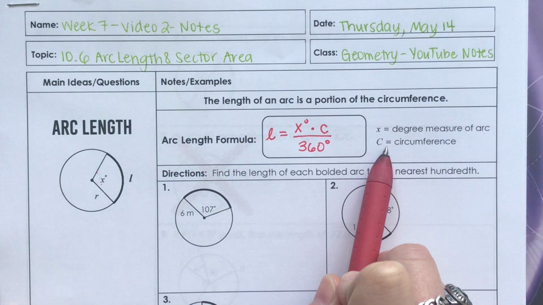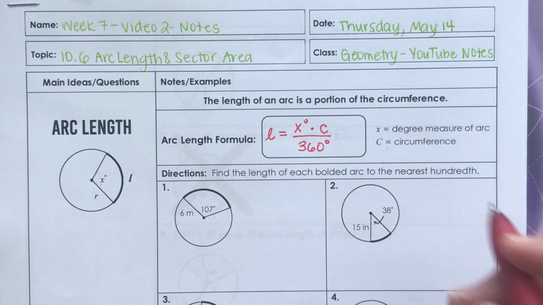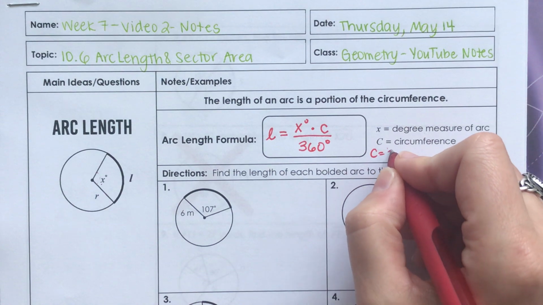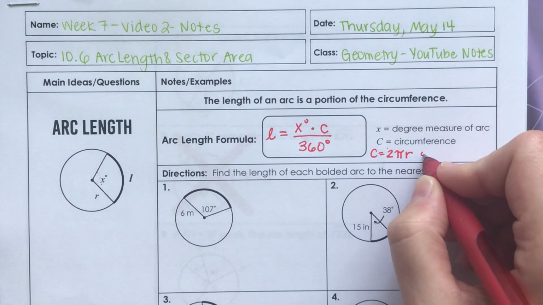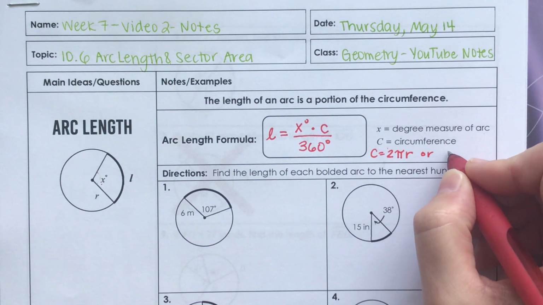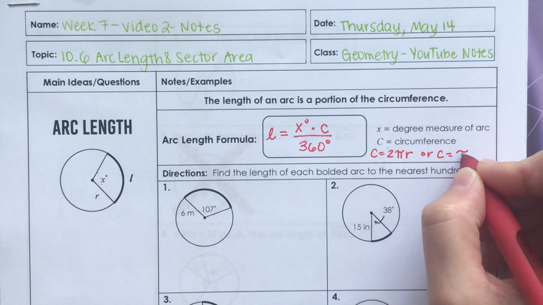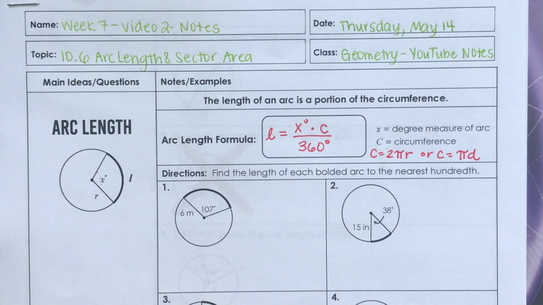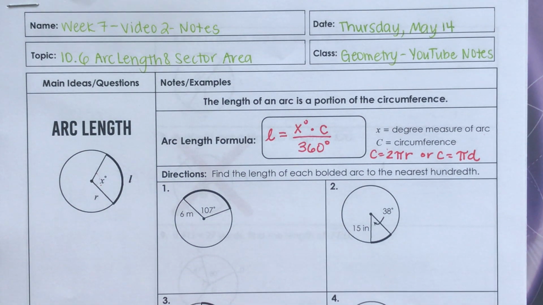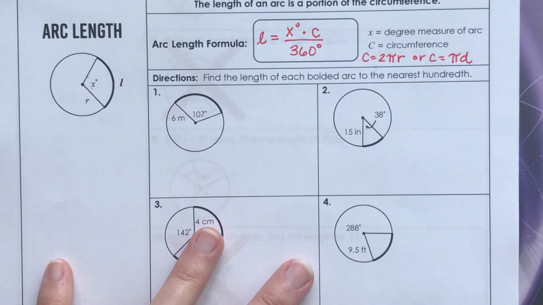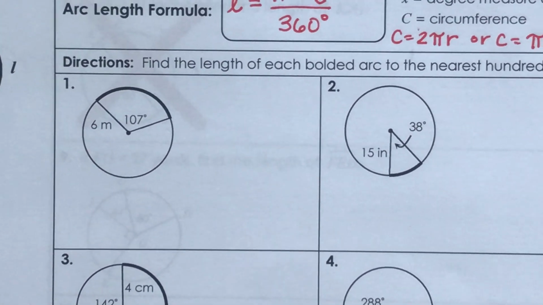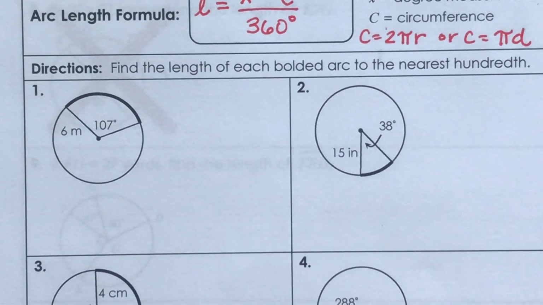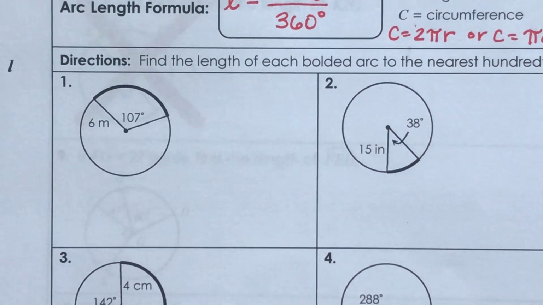There are two ways that you can figure out circumference. Either you can do 2 times pi times r, the radius, or you can do pi times diameter, depending on what is given to you in the problem. You can use it either way. So let's jump right into some examples. I'm going to zoom in. Find the length of each bolded arc to the nearest hundredth.